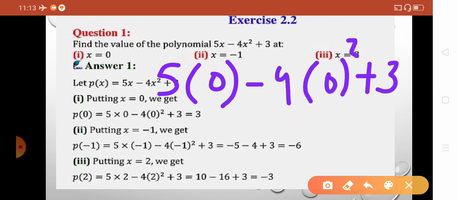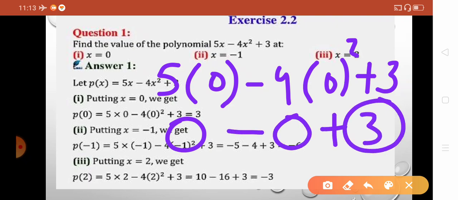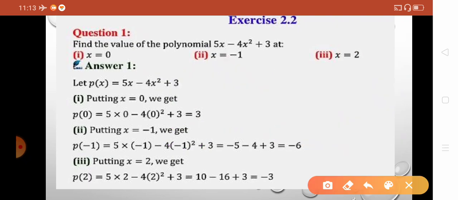So whenever a number is multiplied by 0, it will become 0. So our answer comes out to be 3. So the value of p of 0 is 3.